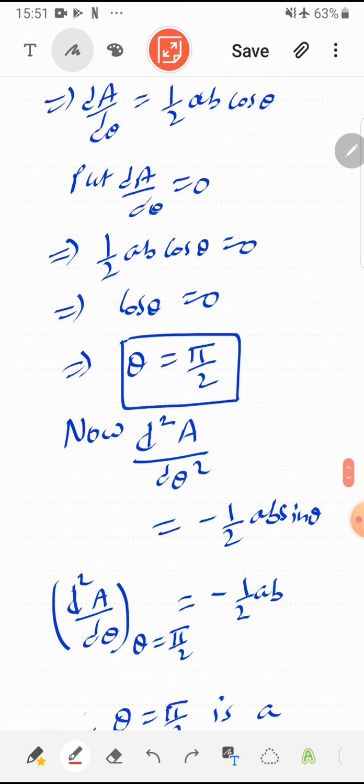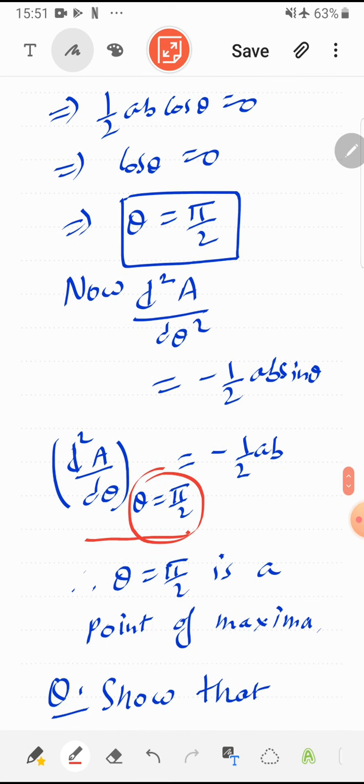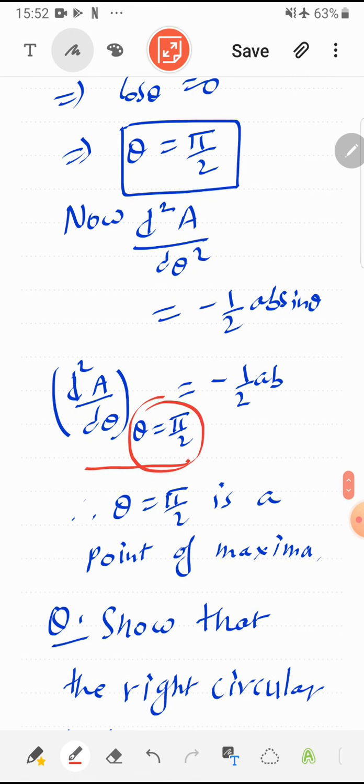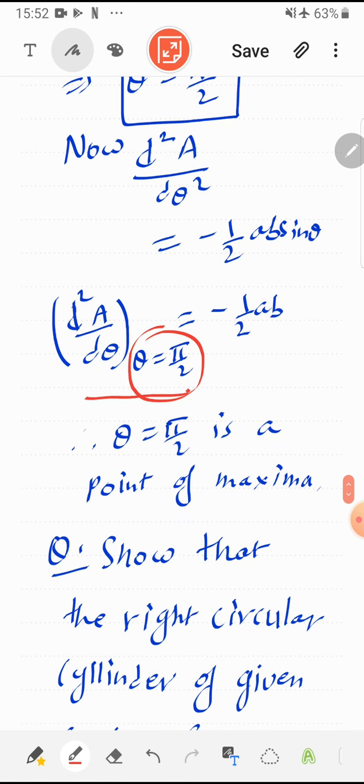Now this is the first question of today's lecture that we are having theta also in the second derivative. That means we will write like this: double derivative when theta is equal to pi by 2. So sine 90 is 1. So it is minus half AB. So clearly theta is equal to pi by 2 is the point of maxima. So hence it is proved that theta is equal to pi by 2 is a point of maxima.